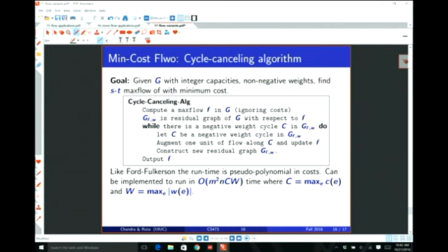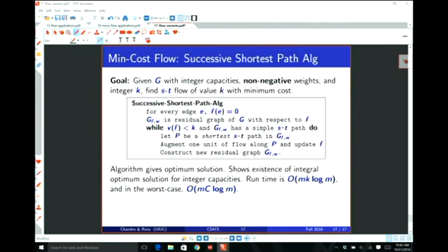But that's not the issue. The main idea is that we can easily check whether a given flow is a minimum cost max flow by just checking for a negative cycle in the residual graph. There's another very simple algorithm which is also very natural, but this works only if the costs are non-negative. So what was that algorithm?